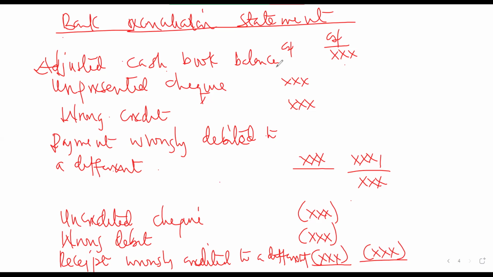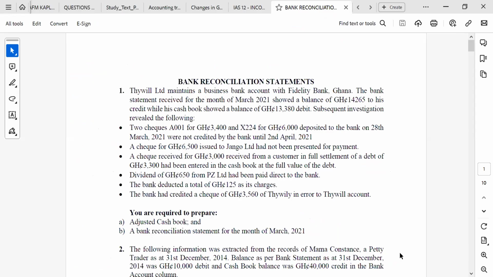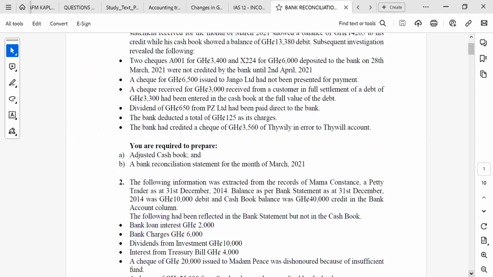But for me, I don't really go by the format. I believe in understanding. If you understand the statement or the transaction and you know the impact that particular transaction is going to have on your bank balance, you don't have anything to do again. So I believe in understanding the items and the impact each item has on your cash balance and also on your bank balance. Then you now do the adjustments. So let's pick at least two questions and see how we can go with these transactions. Okay, let's pick three.